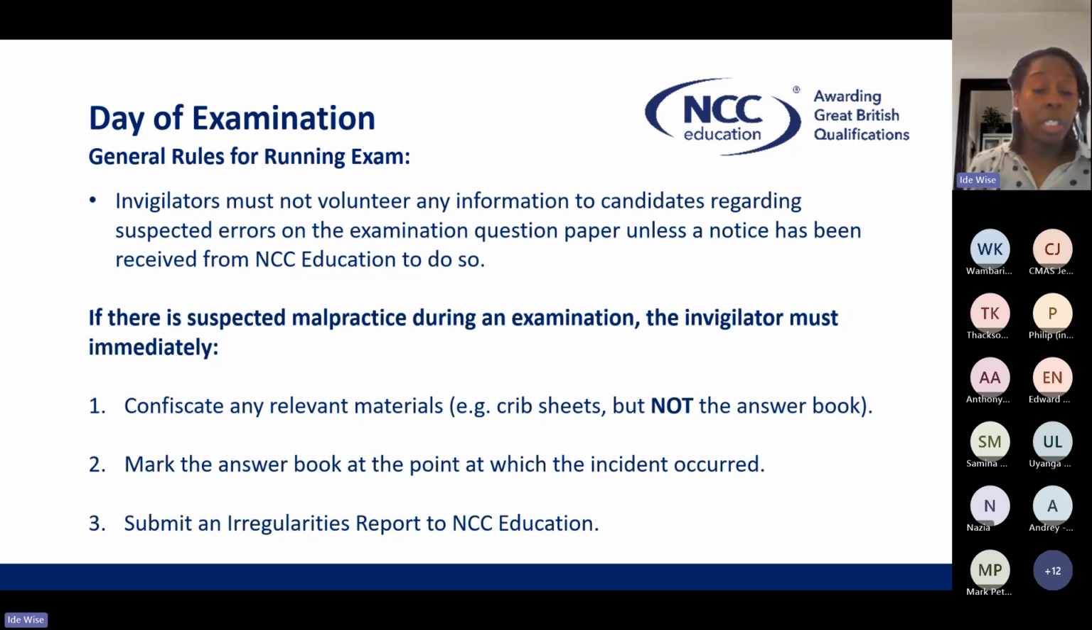If you do have suspected malpractice, for example, cheating, someone looking at some notes or taking out a phone or students talking or whatever, you deal with it at the time. So if it's material they're not supposed to have, you would confiscate that material, and you would make a note on the student's work about what time it happened. So let's say it happened at 10, you would write on the student's answer booklet 10 a.m. That's going to be useful for you later when you're completing the irregularities report, because you're going to have all the details about when it happened and who it was, etc.